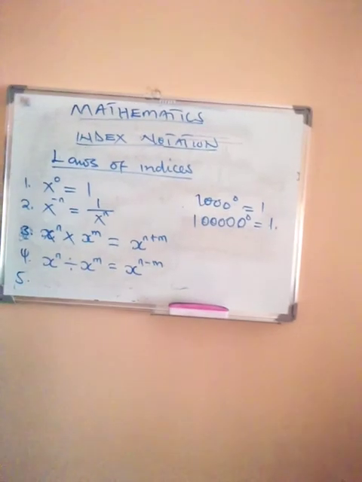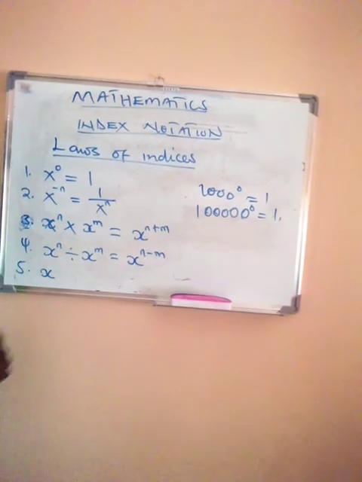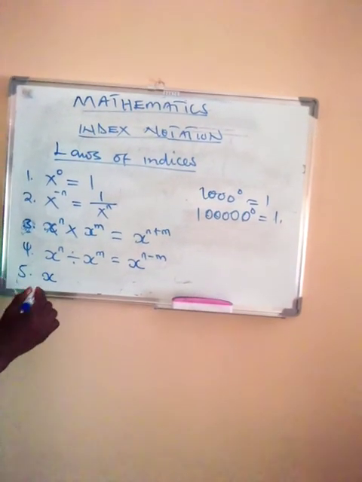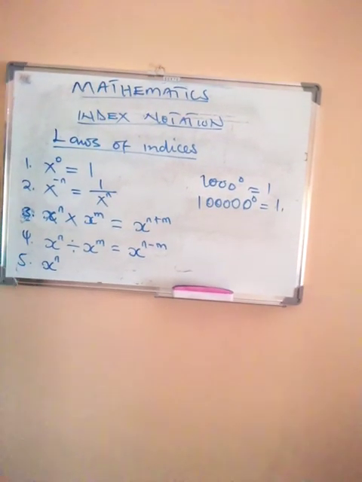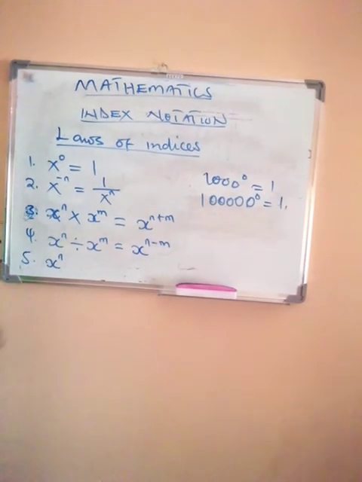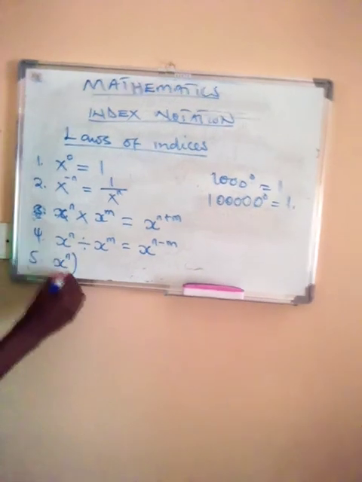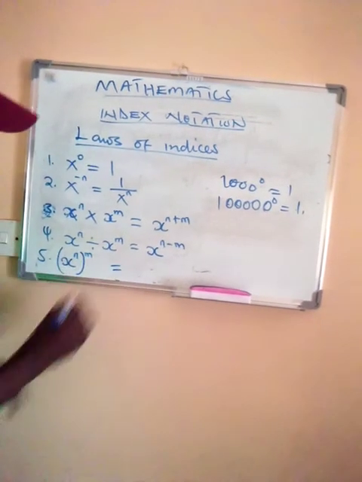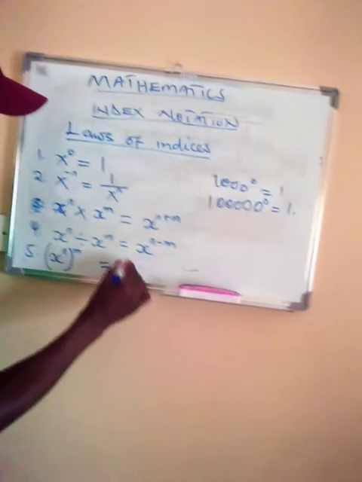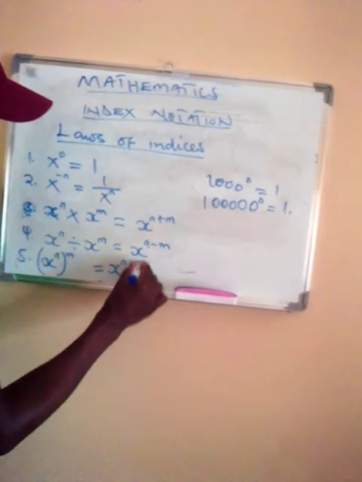Then the fifth one, x as our base, power n, and this is again raised to another power. So what do we do? We maintain the same base and multiply the powers.